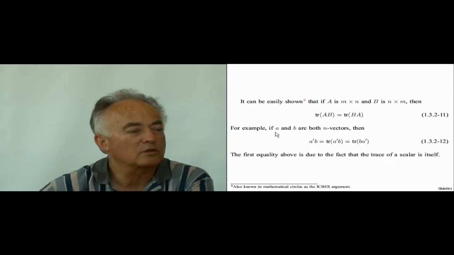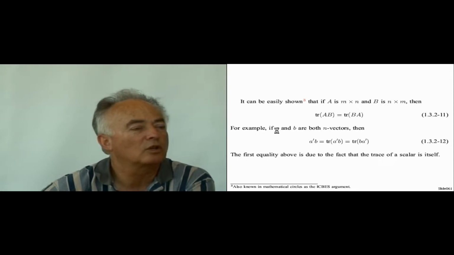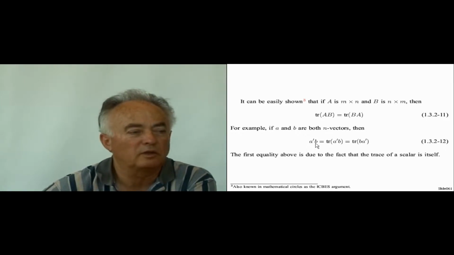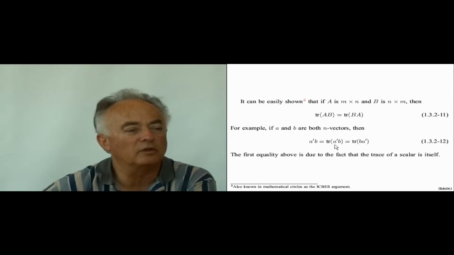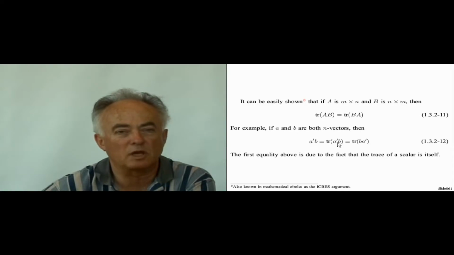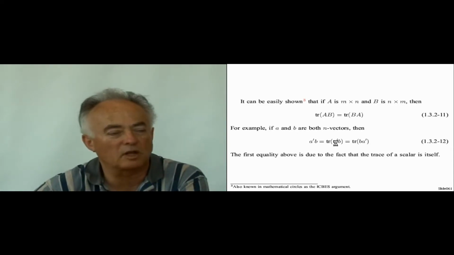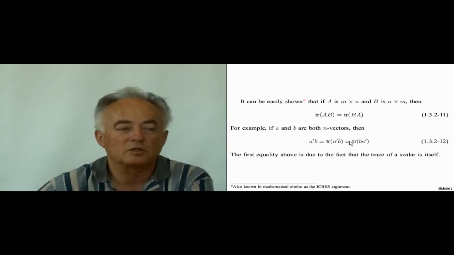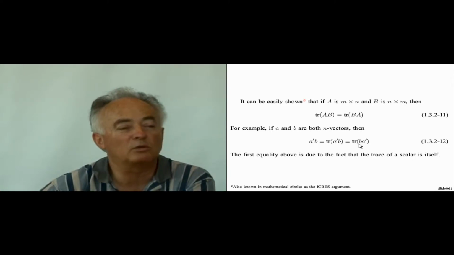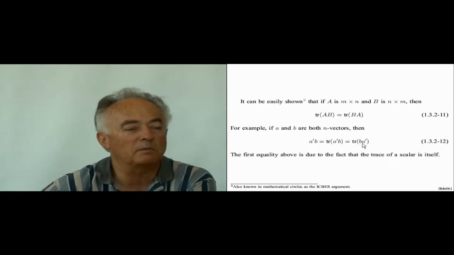As an illustration of this, if you take two n-vectors, then A prime B, the inner product, is the same as the trace of A prime B, because, being a scalar, the trace of a scalar is the scalar itself, as it has a single element. But this is the same as the trace of the outer product BA prime.